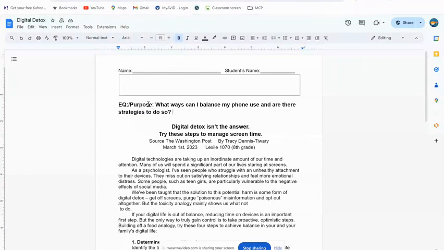So go ahead and copy our purpose. Again, if your students are just starting this, you give them the EQ or the purpose. If they're getting used to knowing how to solve the EQ, then you're going to have them figure it out.